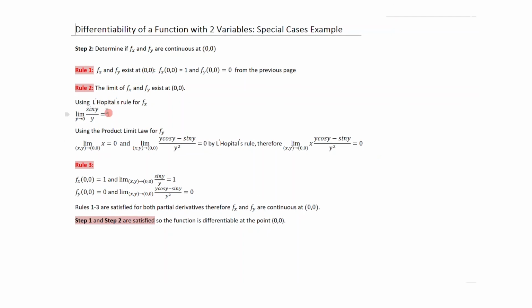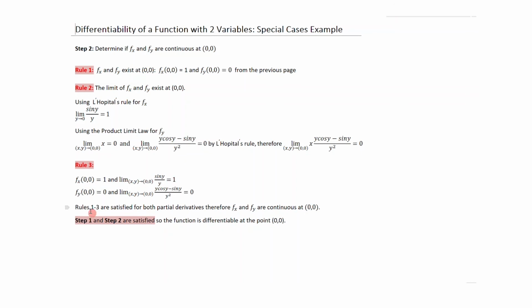All right, so check 1, check 2, and now rule 3. Rule 3 is that the numbers, the partials, should be equal to the limit. We have f_x(0,0) equal 1, and the limit as (x,y) approaches (0,0) of sin y over y equals 1. So these two are the same.